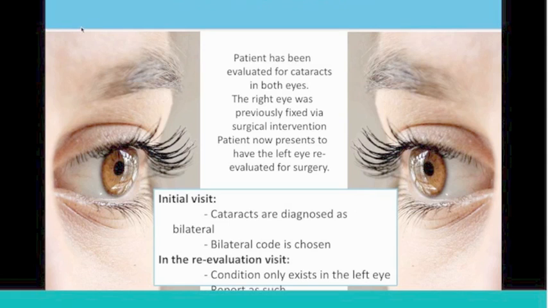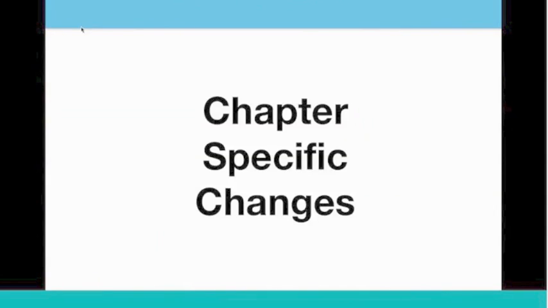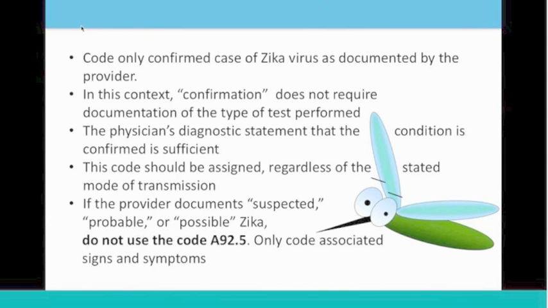If the condition still exists on both sides, there was a problem with treatment, there was a problem with surgery, then you could still use the bilateral code. Now on to some chapter-specific changes.